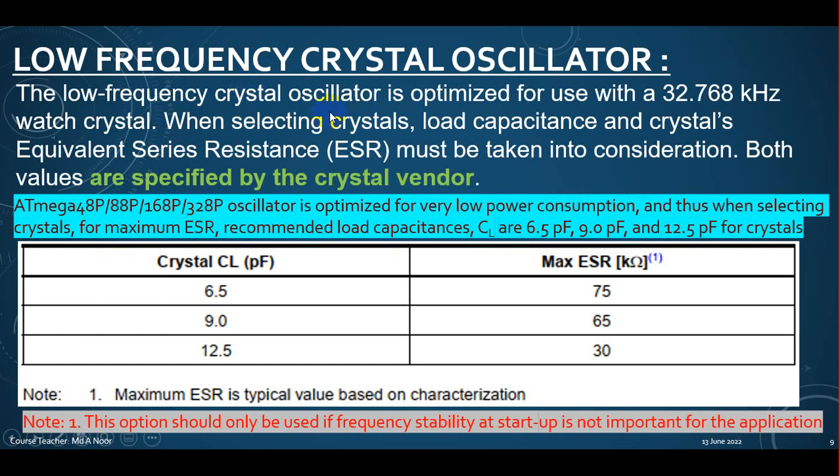The low frequency crystal oscillator is optimized for use with a 32.768 kHz watch crystal. When selecting a crystal, load capacitance and the crystal's equivalent series resistance, ESR, must be taken into consideration. Both values are specified by the crystal vendor.